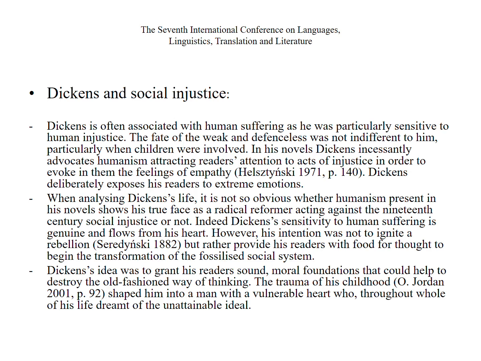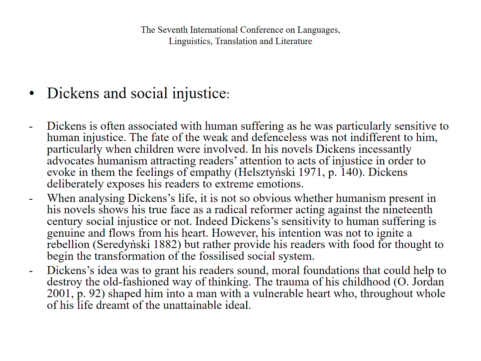Dickens and social injustice. Dickens is often associated with human suffering. He was famous for his sensitivity to human injustice, to human suffering. The fate of the weak, the defenseless, was not indifferent to Dickens, and it was visible in his novels. He tried to attract readers' attention to acts of injustice in order to evoke the feelings of empathy in his readers.